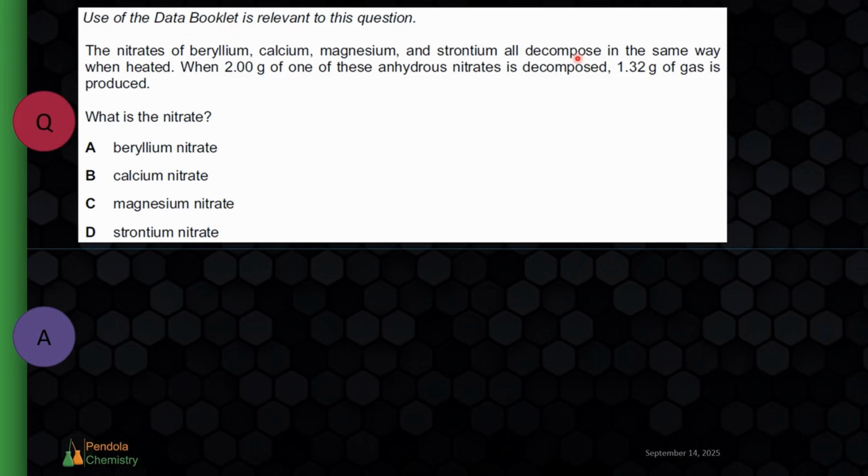One is knowing what the decomposition reactions of these nitrates are, and I'm going to give those to you in a second, because it's not something that we have covered yet in AICE Chemistry, although we did cover it in honors chemistry. And then it also includes us doing the mathematics associated with this.